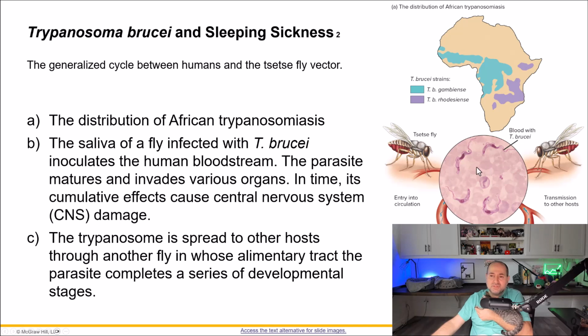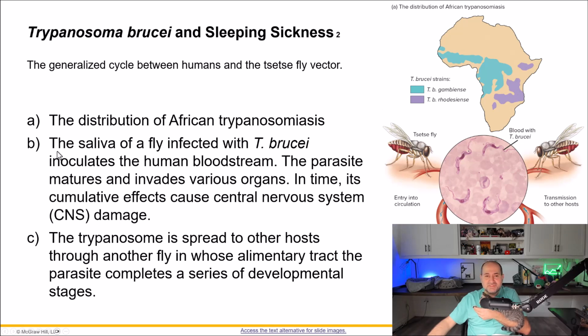On the right, take a look. You can see these little pink circles are your red blood cells. And it's those Trypanosoma brucei that live among your cells. They're not intracellular parasites. They don't live inside of your red blood cells. They live among your red blood cells. It's a blood-borne pathogen. And here you can see how the subspecies Gambiense is in West Africa, while Rhodesiense exists in East Africa.